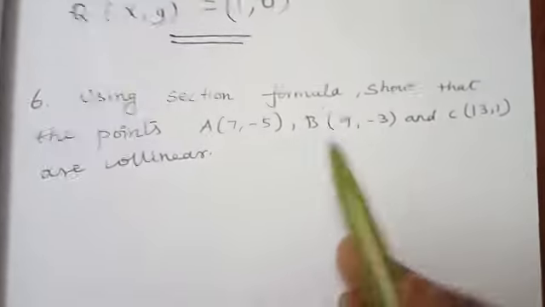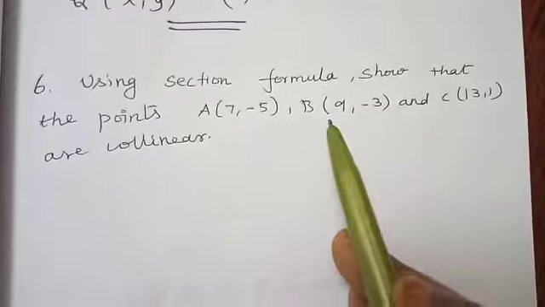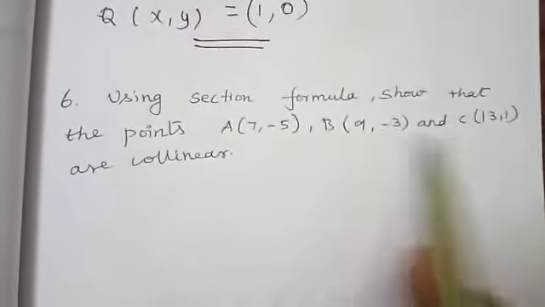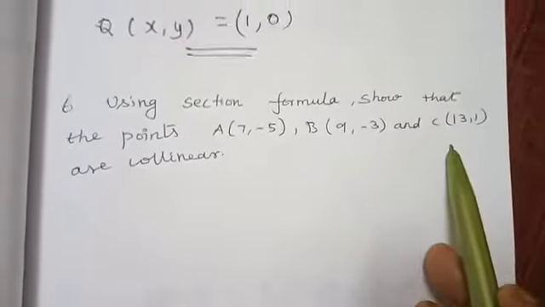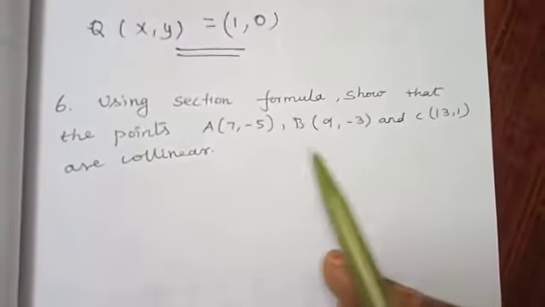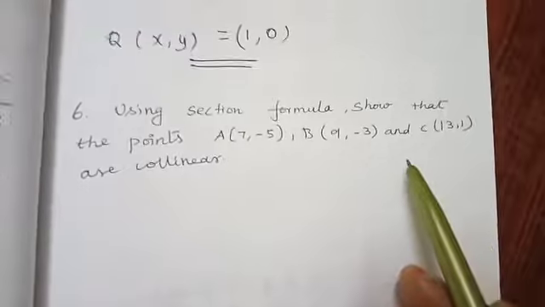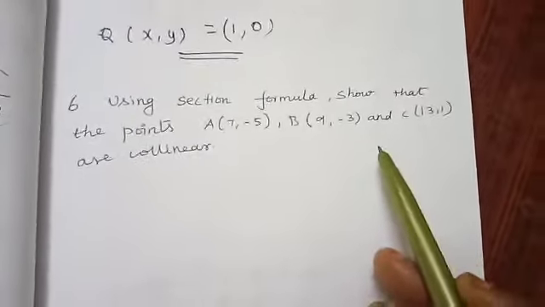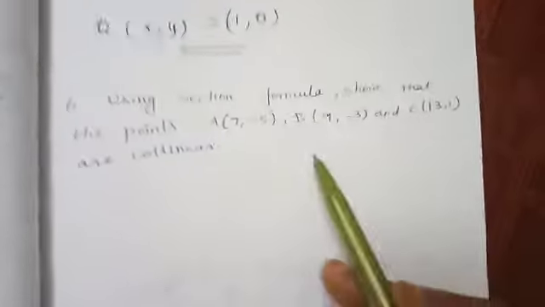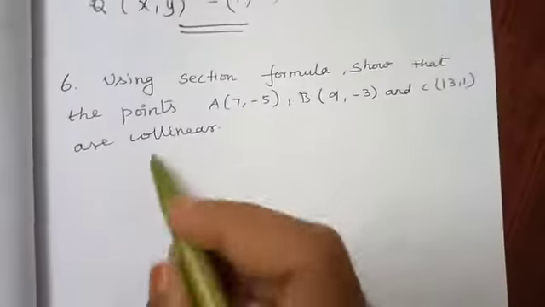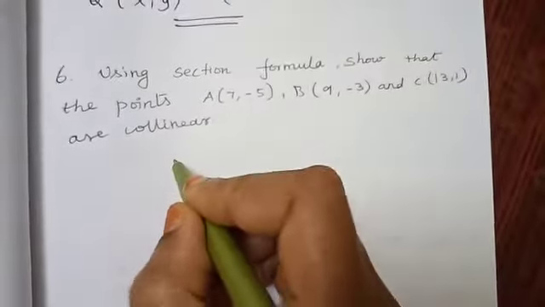Okay. So, we find the distance of AB, BC and AC. Then if the sum of any two distances is equal to the third distance, then the points are collinear. Suppose if it is not equal, then it is not collinear. Let us prove. What is the distance formula?